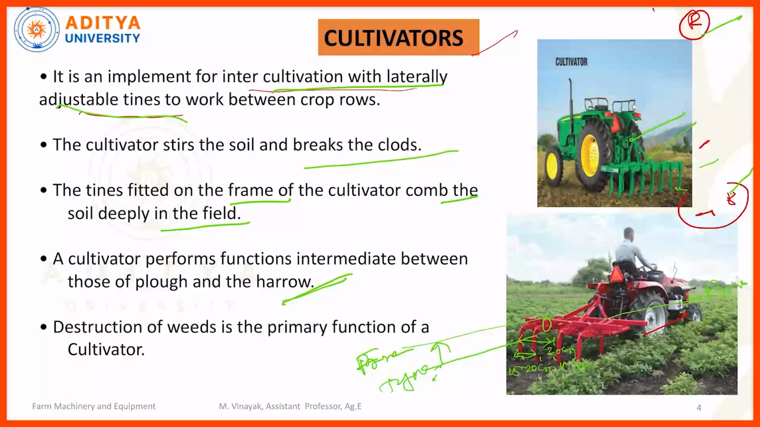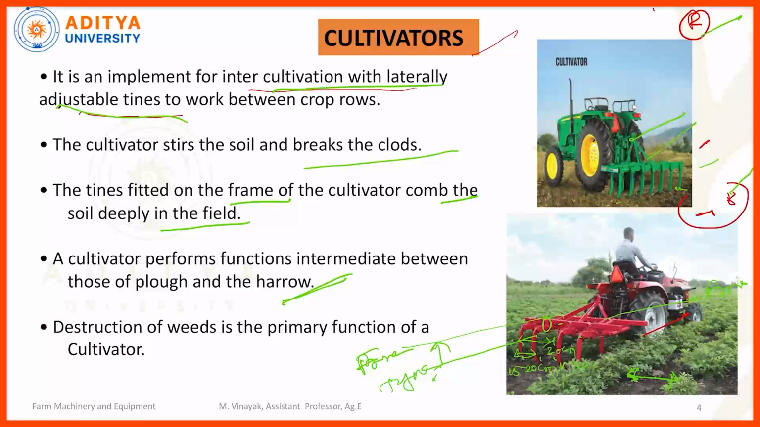The gap between row to row, the farmer initially needs to maintain. Like 10 centimeter, 15 centimeter gap should be maintained. This gap should be decided at the time of the sowing operation. Based on this gap, we can adjust these tines, as well as go for the intercultural operation in between the rows. By using this cultivator, we can remove the weeds in between the rows only. We cannot go in between the plants.